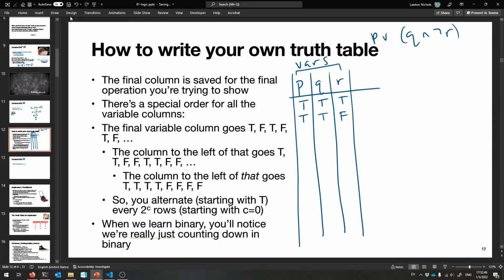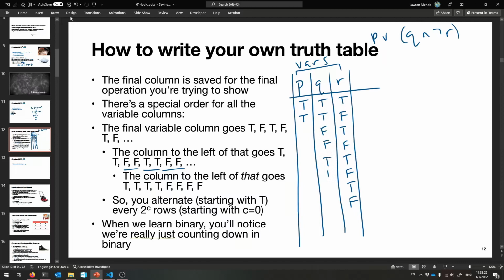And let me show you how to do that. There's a special order that we like to write in math for these variable columns. So you look at the rightmost one, and that one goes true, false, true, false, true, false. Okay, that's its pattern. There are 2 to the 3 possibilities, right? 3 variables, each with 2 options, true and false. So there are going to be 8 rows total. So we're going to go until there: true, false, true, false, true, false. Okay, so that's 8. And then we're going to do the same for Q, but the column to the left of the rightmost one goes true, true, false, false, true, true, false, false. So it stays the same twice.